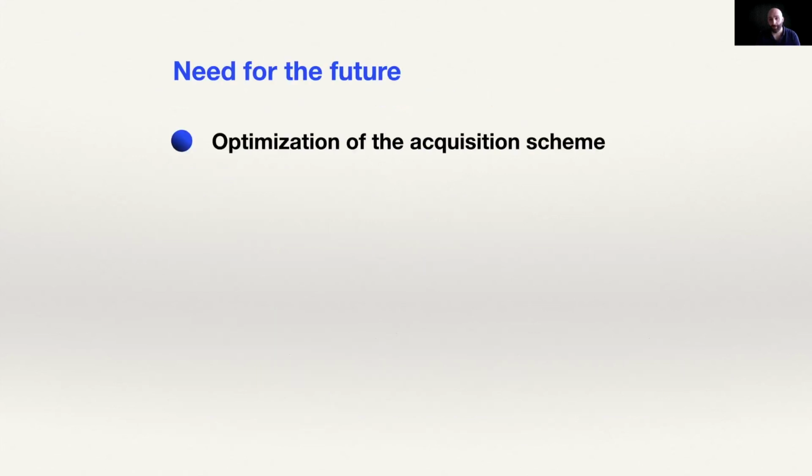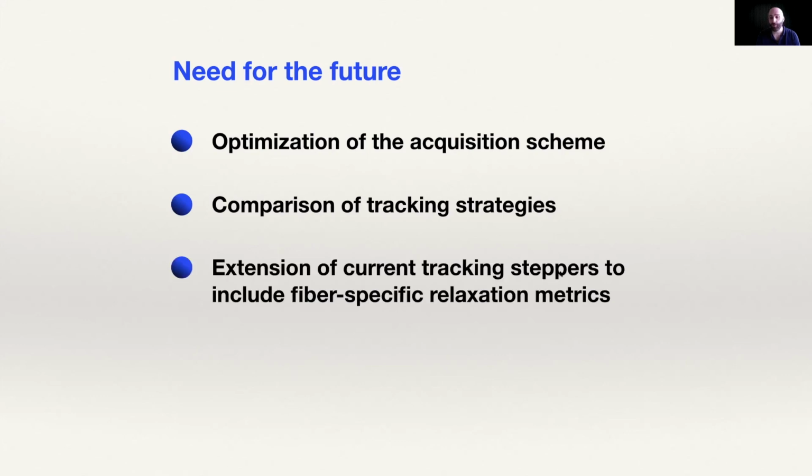And for the future, we need to optimize the acquisition scheme for the Monte-Carlo inversion. This is essential. I cannot stress that enough. Comparison of tracking strategies, going deterministic, probabilistic, using peaks or DFs, peaks and cones and stuff. This remains to be done and implemented. Also, using T1 and T2 to help the tractography implies that you have to extend what's called the tracking stepper. The tracking stepper is the thing that tells you how to project the fiber from one voxel to another and continue your tracking process step by step. So that's why it's called a tracking stepper. And it needs to include these relaxation metrics if you want to help the tractography.